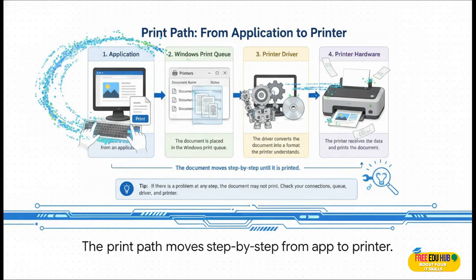First, your document starts in an application, like Word or a web browser. When you hit print, it doesn't just shoot straight to the machine, it goes to the Windows print queue. From there, the printer driver steps in. Think of the driver as a translator that converts your document into a specific language that the printer hardware understands. Finally, the data gets sent to the printer itself. If the baton drops at literally any of these steps, the document won't print. A good tech always checks these layers in order.